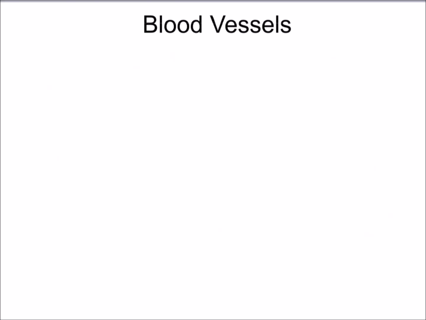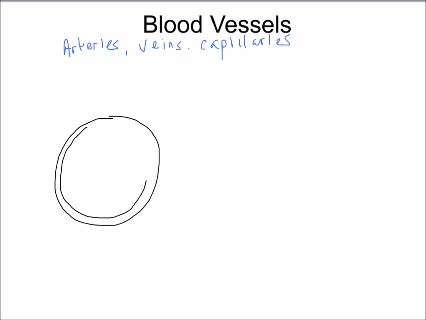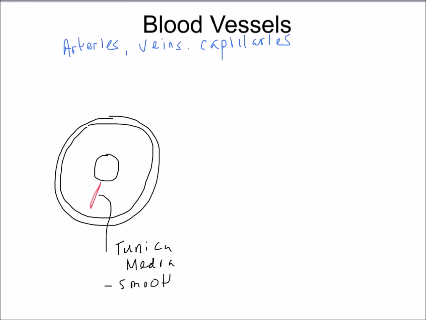So the last thing that we're going to talk about today are the blood vessels. There are three types of blood vessels: arteries, veins, and capillaries. Each blood vessel has unique and distinct characteristics, which is what I'm going to show you. When we look at a cross-section of an artery, the part that distinguishes the artery from all other blood vessels is the middle layer, called the tunica media. The tunica media is made up of smooth muscle.